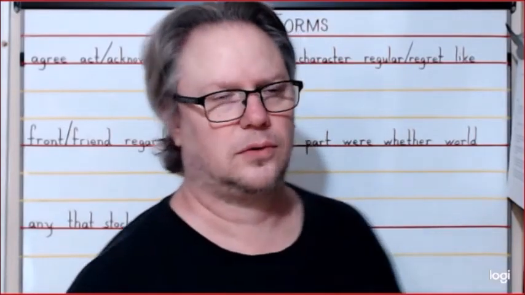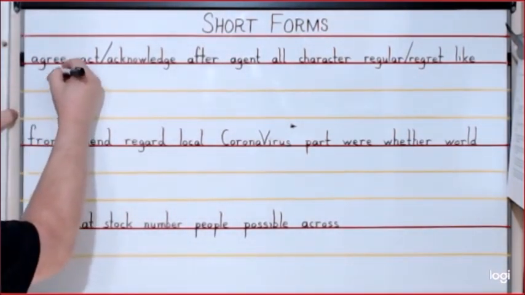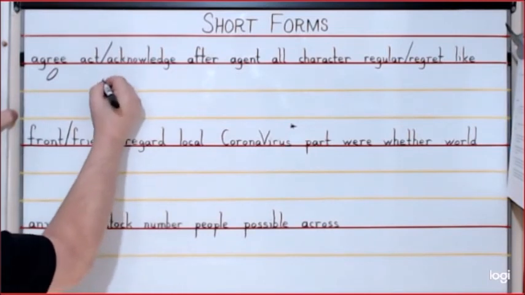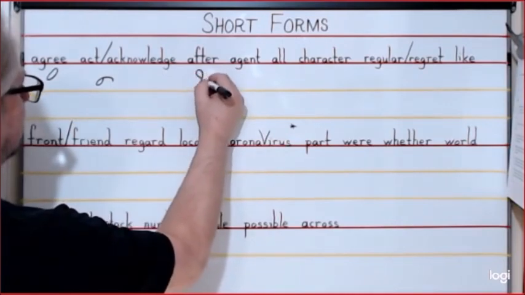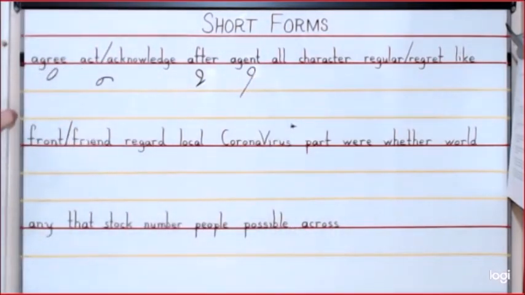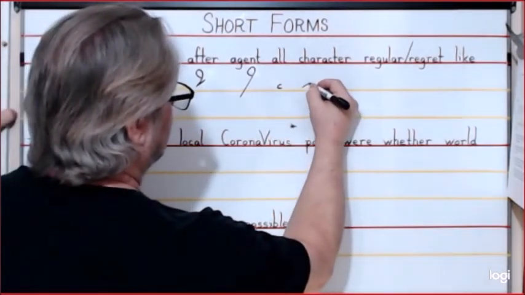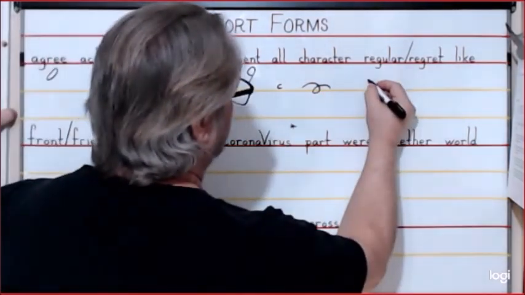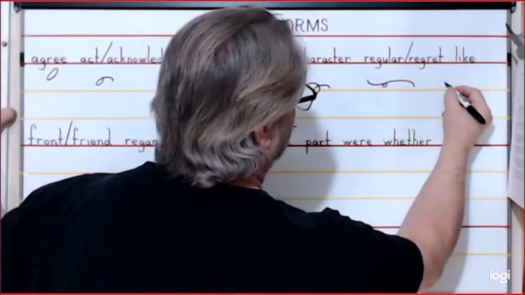And now on to short forms. Agree will be the oval above the line. Act or acknowledge, so be an A-K. After is A-F-T. Agent is A-J. All is O on its side. Character is K-A-K. Regular or regret is an R-E-G. Like is L-A.